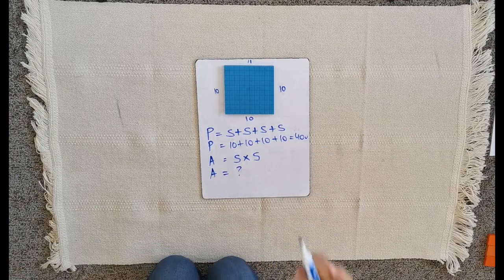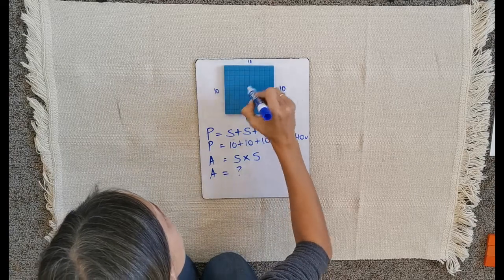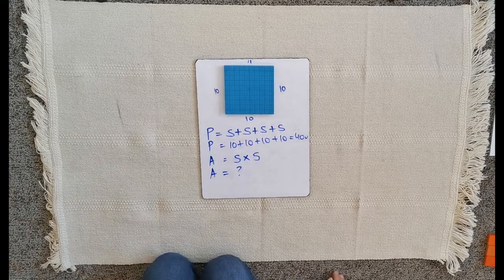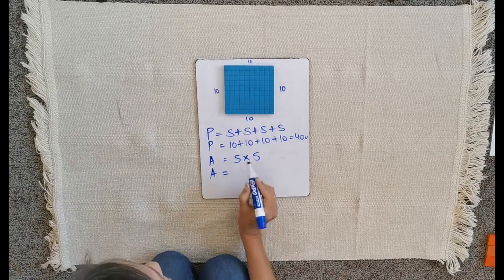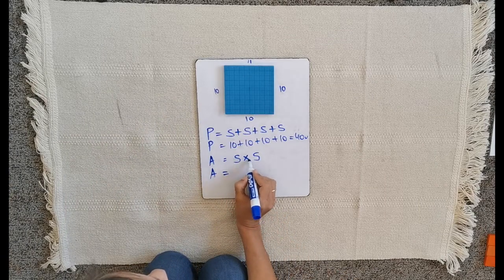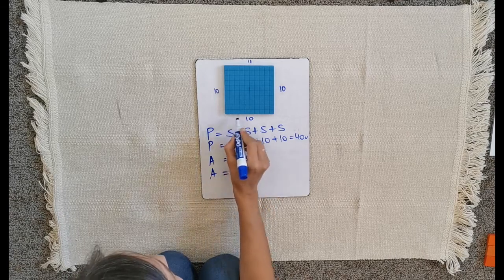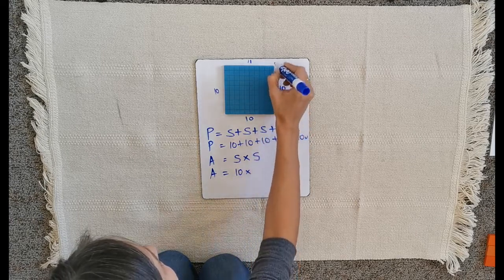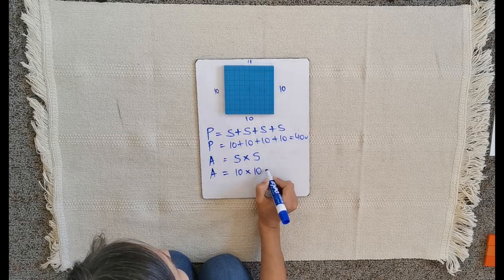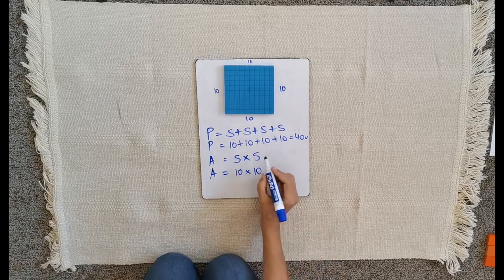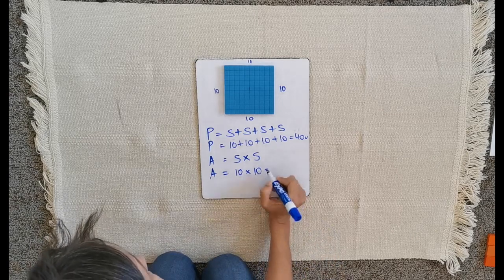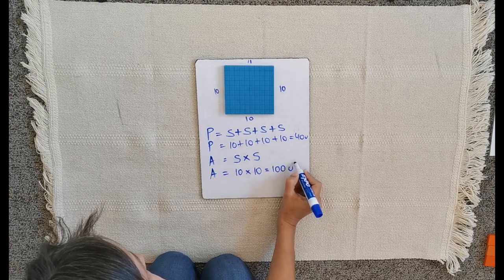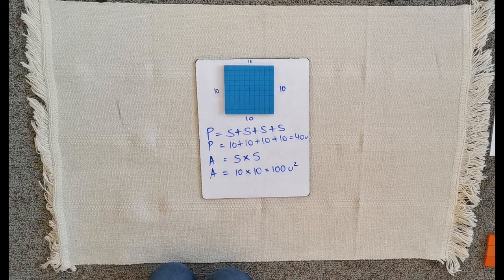Now the area. The area is the whole surface that is inside. Remember that it is side times side. One side is 10, and the other one is the same, another 10. How much is 10 times 10? 100, yeah. Unit square. Okay?